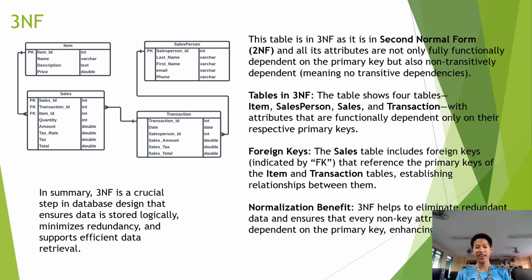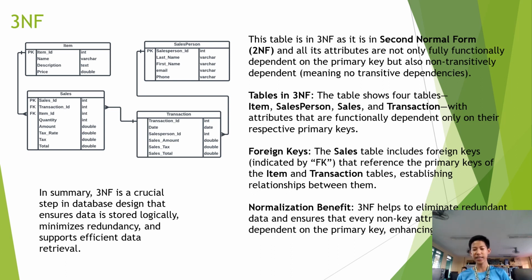This is the third normal form table. This table is in third normal form as it is in second normal form, and all its attributes are not only fully functionally dependent on the primary key, but also non-transitively dependent, meaning no transitive dependencies. The table shows four tables: the items, salesperson, sales, and transaction, with attributes that are functionally dependent only on their respective primary keys.